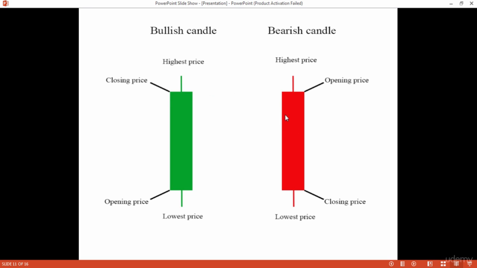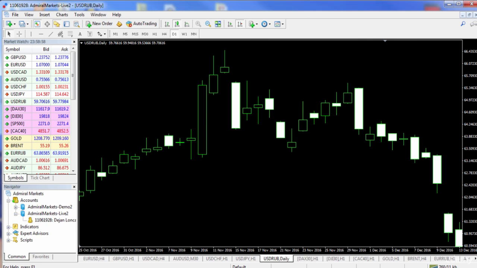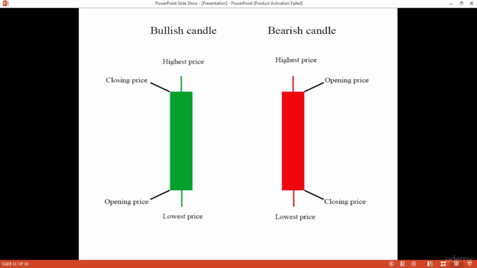Another candle is red, which indicates a fall of the value of that currency pair. As with the previous candle, dashes represent the highest and lowest value of the movement of a currency pair in that time interval, while now the top line of the rectangle represents the opening price of the currency pair and the bottom line of the rectangle represents the closing price of the currency pair in that time interval. We can go back to the platform in order to see the Japanese candles on graphs.